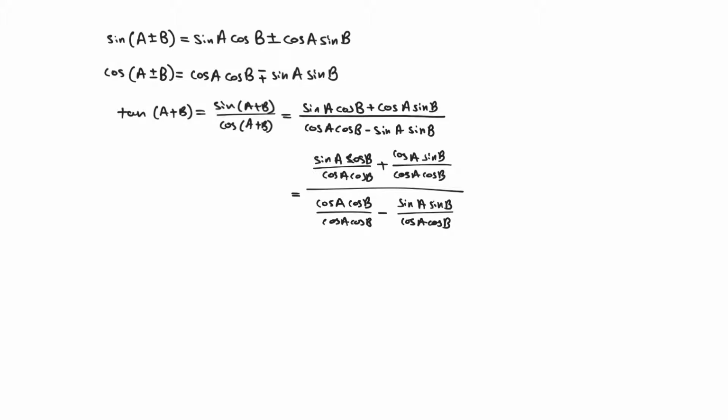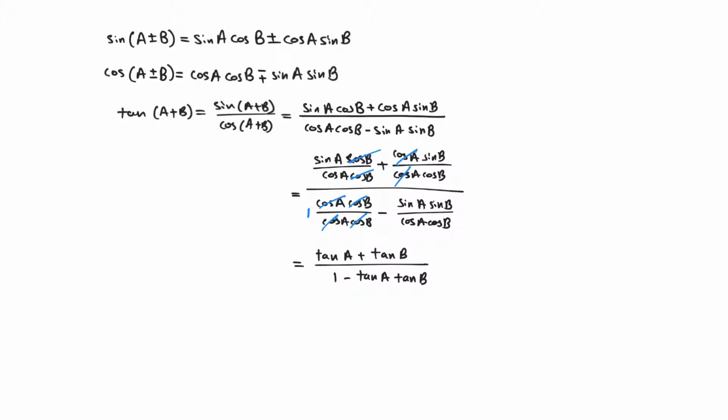And we'll start getting a few things canceling out. So these two are going to cancel out. Cos A's are going to cancel out here. The whole thing is going to cancel out, leaving us with 1. And this one, nothing is going to cancel out there. So to write our final answer, sine A over cos A is tan A. Sine B over cos B is tan B. And we got 1 minus tan A tan B.